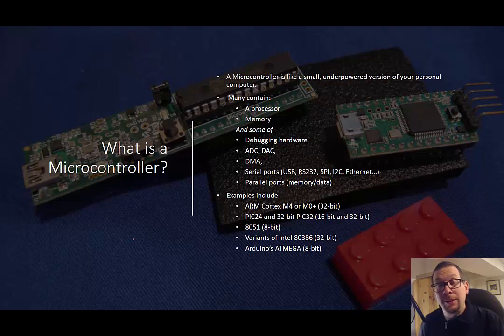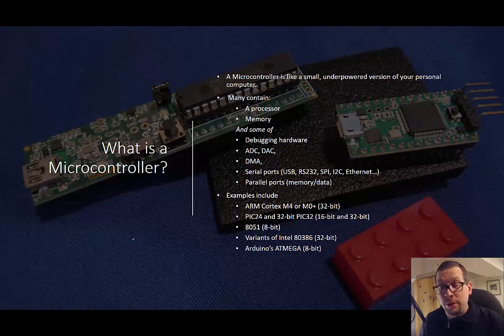Often there'll be analog to digital converters or digital to analog converters, direct memory access or DMAs, serial ports. These could be like Ethernet, or they could be USB, RS-232, SPI, things like that, as well as parallel interfaces for memory and data and things along those lines. We do find that there's less and less of these parallel interfaces on microcontrollers because pins cost money, and so there's been a big push towards serial only lately.